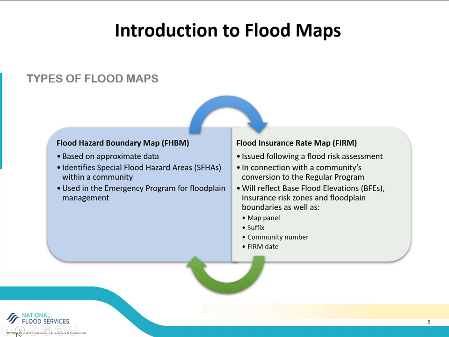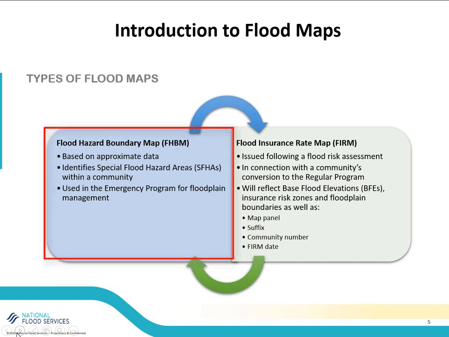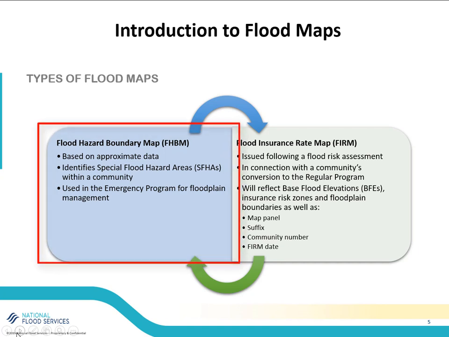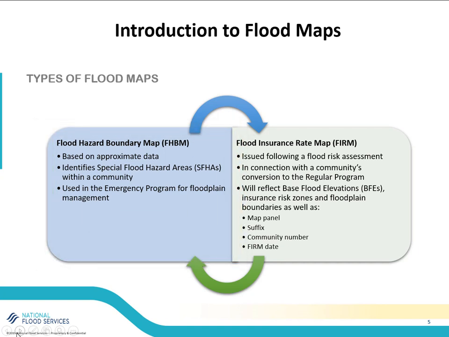In the previous slides, I mentioned the two different types of flood maps. The introductory flood map is called the Flood Hazard Boundary Map and is the initial map of the flood program entrance. The final detailed flood map is called the FIRM, or the Flood Insurance Rate Map. The Flood Hazard Boundary Map is not detailed and it's based off of approximate data. This map sets aside areas of concern that are thought to be at a higher risk of flooding. These areas that are set aside will get further study.